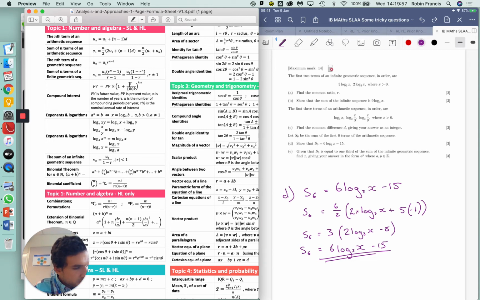Okay, part E then. Given that the sum of the 6 is equal to 1/3 of the sum of the infinite geometric sequence, find x, giving your answer in the form a to the p, where a and p are integers.